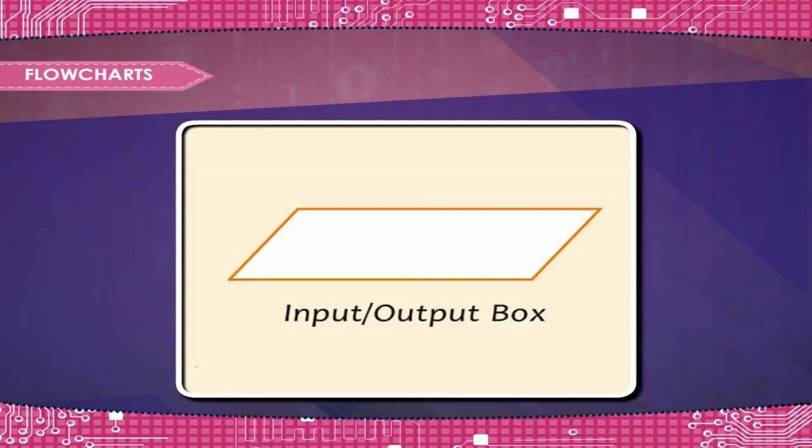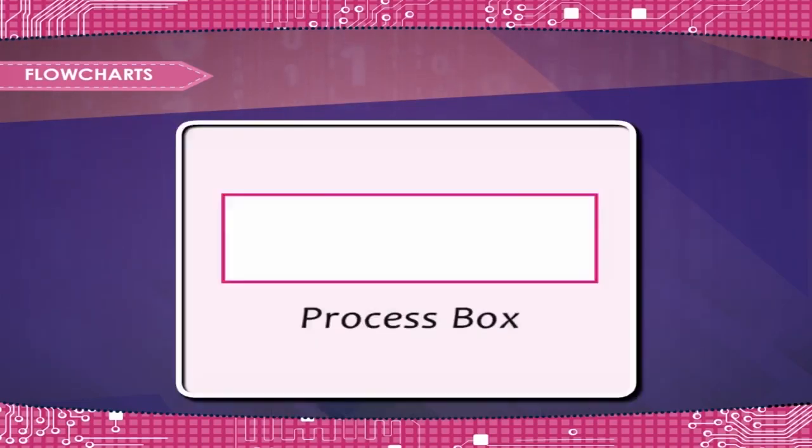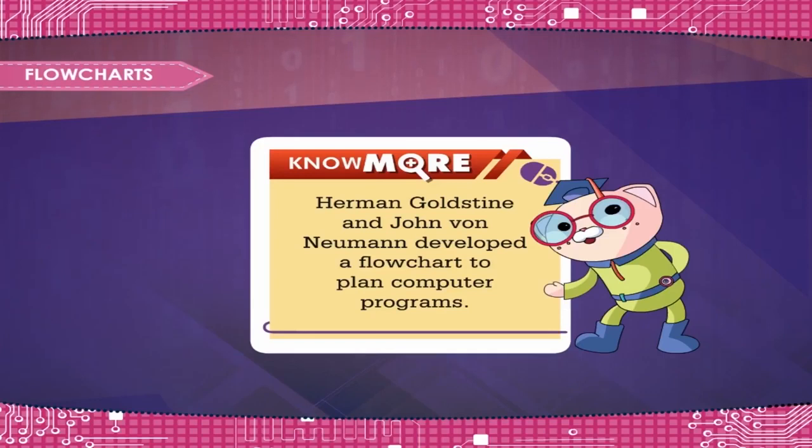Input-output box is used to get the input from the user. The output to the user is also given using this box. The programming statements like input and print are represented by the input-output box. The process box is the place where all the processes like the assignment of values to the variables and any calculations are given. Hermann Goldstine and John von Neumann developed a flowchart to plan computer programs.